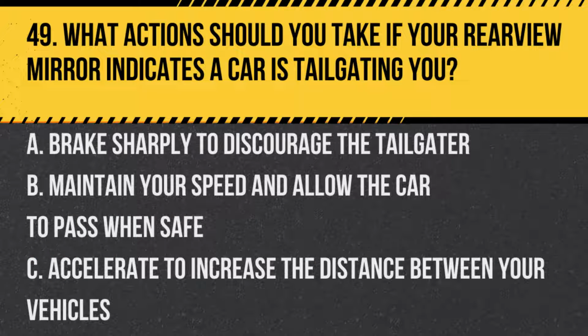Question 49. What actions should you take if your rearview mirror indicates a car is tailgating you? A. Brake sharply to discourage the tailgater. B. Maintain your speed and allow the car to pass when safe. C. Accelerate to increase the distance between your vehicles. Answer: B. Maintain your speed and allow the car to pass when safe. Keeping calm and allowing tailgaters to pass can prevent accidents.